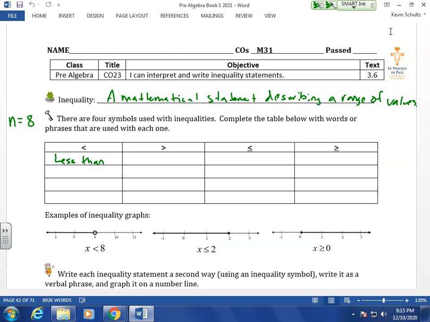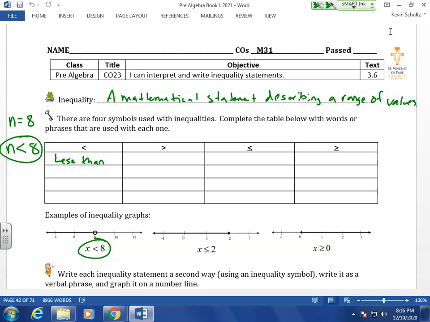Okay, it's exactly 8. But with an inequality, if I said n is less than 8, which actually is what this first graph says down here, it means that n can be anything below 8. Not just one number, but any number that is below 8. It could be 7, 6, 5, 4, 3, 2, 1, 0, 0.5, anything negative, right? Anything less than 8 would be considered a solution to this inequality here. So rather than an equation giving us just one value, an exact value, an inequality gives us a range.